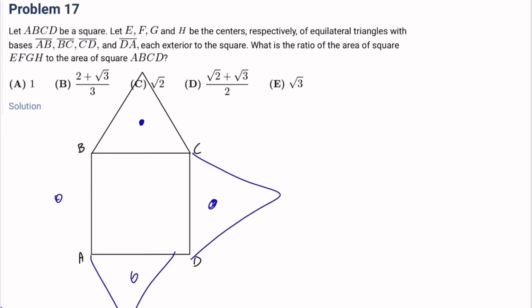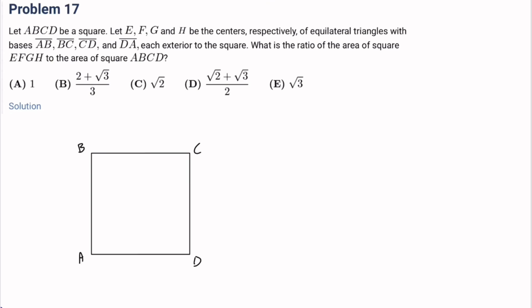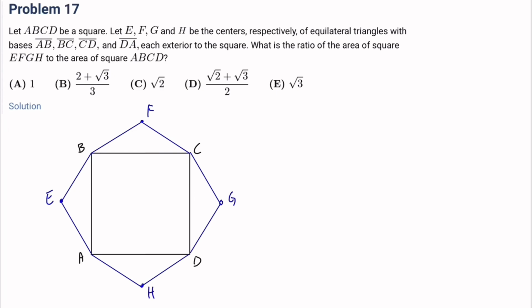And so each center will be on its triangle. If we draw all of those triangles, the centers are going to be right there, and right there, and right there, and right there. So this is going to be E, this is going to be F, this is going to be G, and this is going to be H. And then we want the ratio of the area of square EFGH to the area of square ABCD.